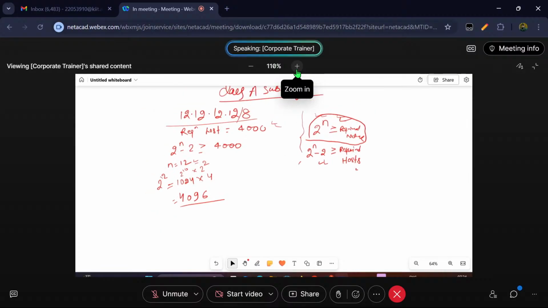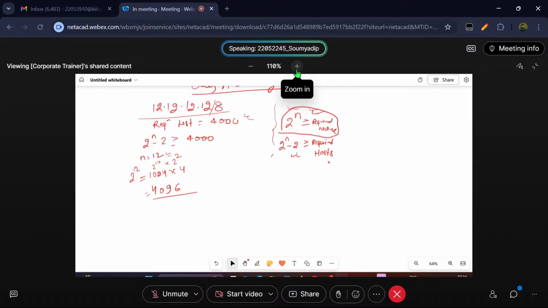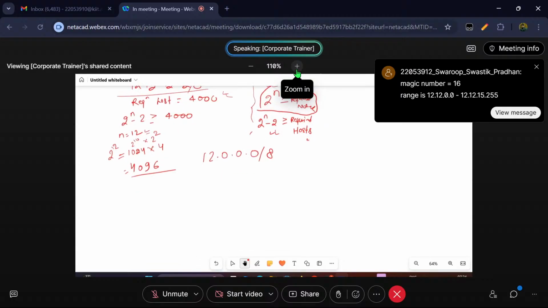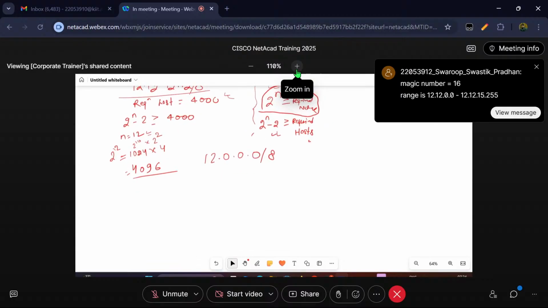First create the network ID. First find the network: 12.0.0.0/8, that is your network ID, right? And if you go ahead with the number of zeros from right to left in the host bits, what you'll do, just a minute, guys.